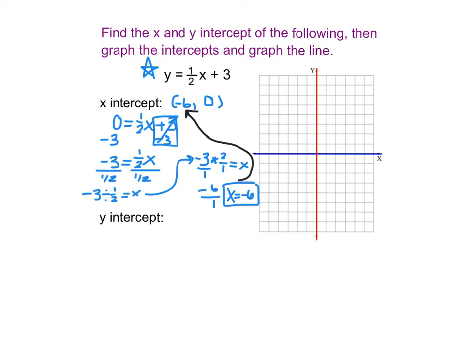So I can go to that point on my graph and plot it. So here I have x is -6, y is 0. That is my x-intercept point.